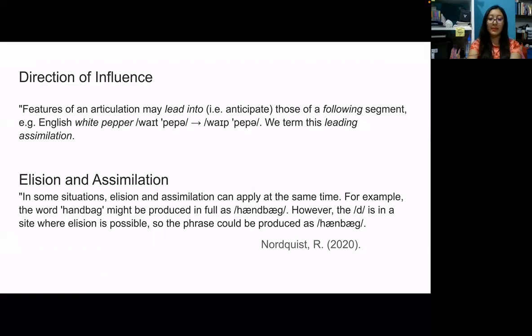Articulation features might be carried over from a preceding segment, so that the articulation lags in its movements about the direction of influence. In elision and assimilation, when the D is elided, it leaves the word in a position for place assimilation. So we frequently hear "handbag."